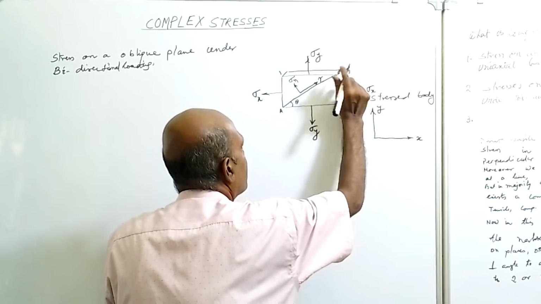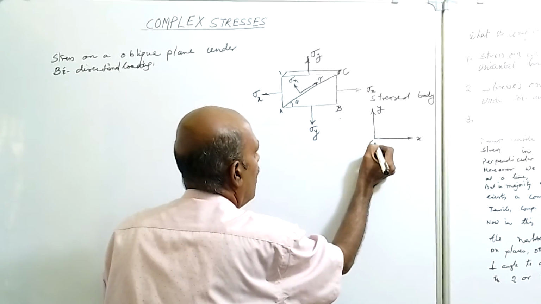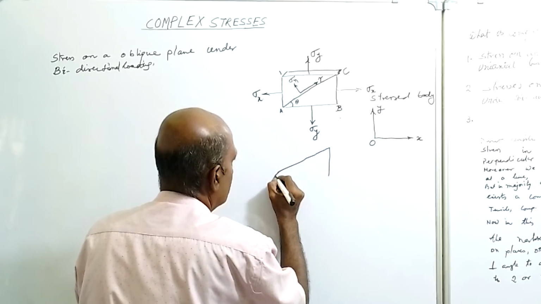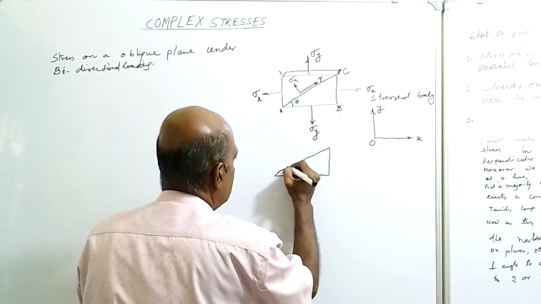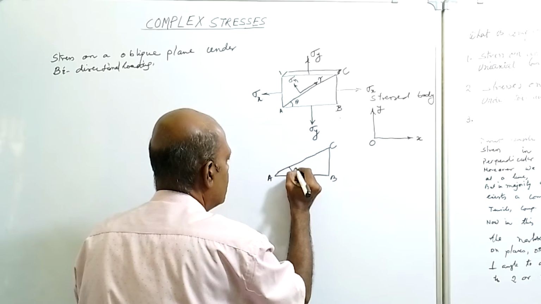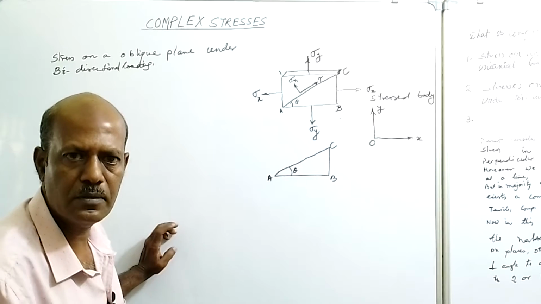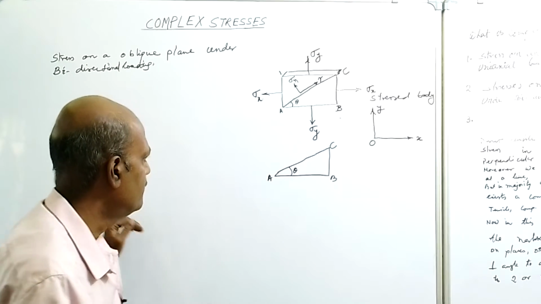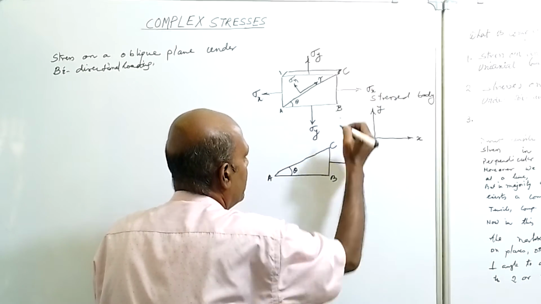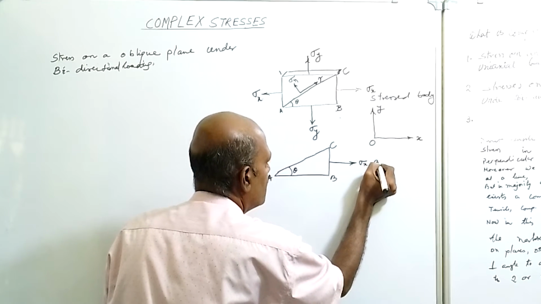So first we will draw that element. Now this is the element. This is A, B, C, and this angle is theta, because the inclined plane makes an angle theta with the x direction. What is the force acting along the x direction? That is sigma x into area BC. So sigma x into BC.